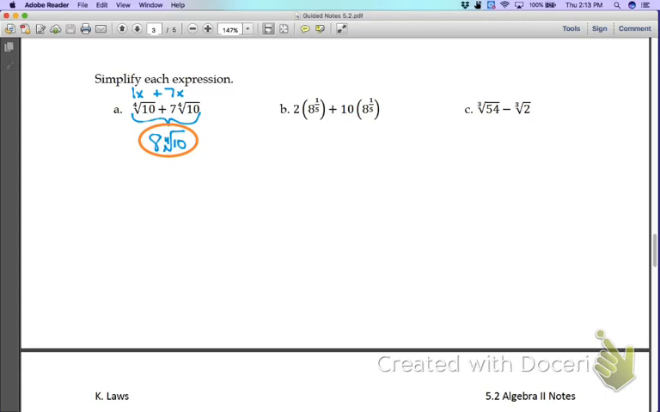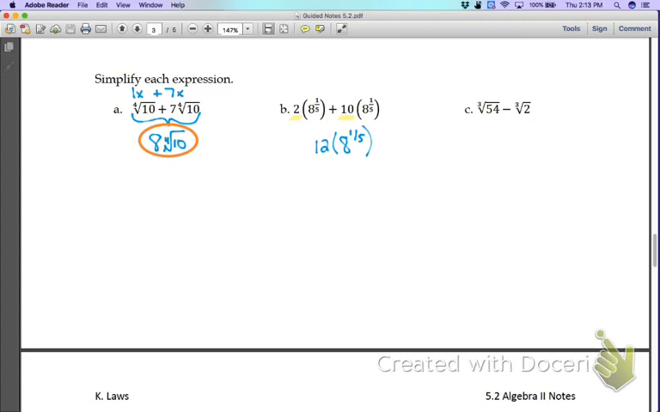Same way on B, I have 8 to the 1/5. I don't know what 8 to the 1/5 power is, nor do I really care. Sorry, but I really don't. If it was 2y plus 10y, what would my answer be? 12y. So if I have 2 of these and 10 of those, what do I have? 12 times 8 to the 1/5 power.